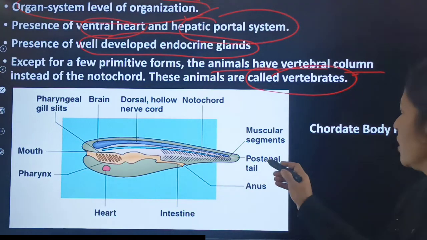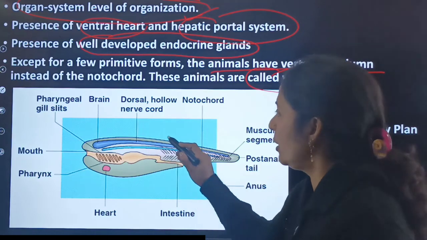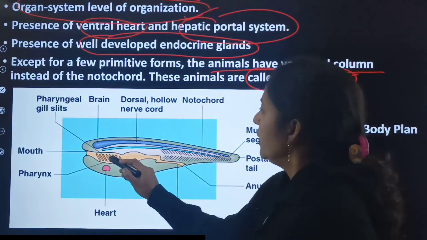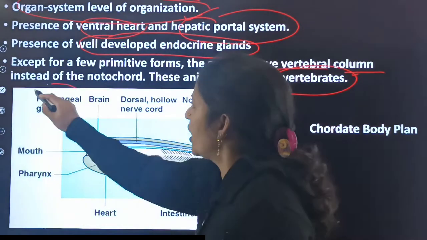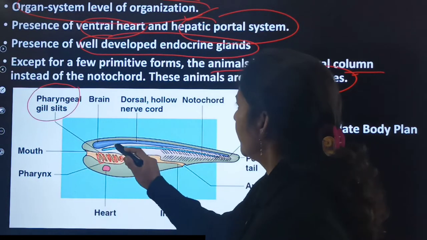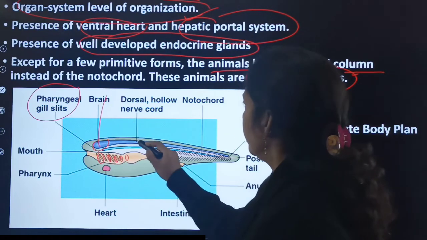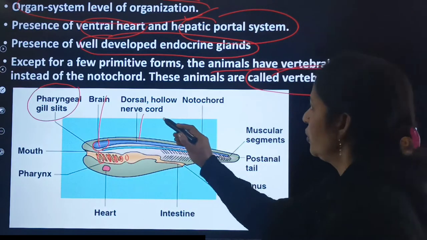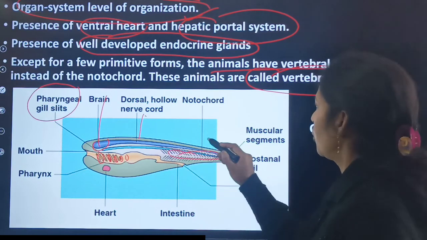So this is the chordate body plan. This is the diagram of the chordate body plan. Here these are the pharyngeal gill slits. This is the brain. This is the dorsal hollow nerve cord. And here this is the notochord.